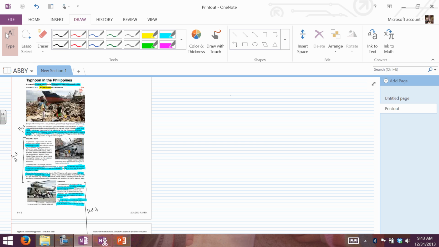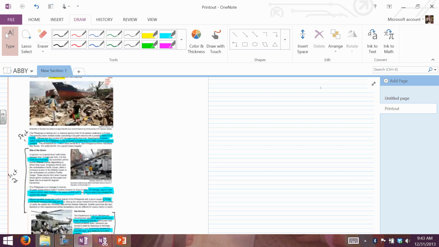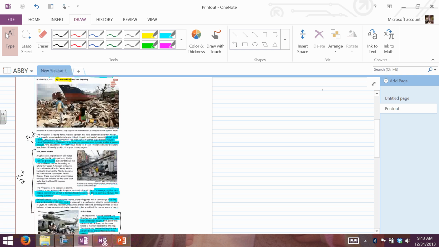But we would be at a disadvantage here where we haven't had enough practice doing this. So what we're going to do is find the main idea and supporting details for each section. So let's start with section 1, shall we?